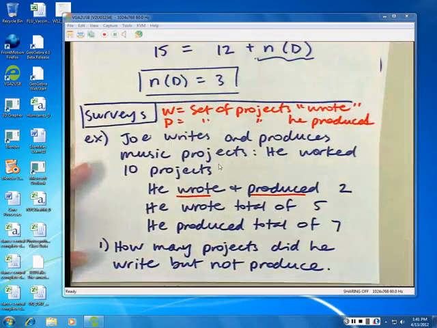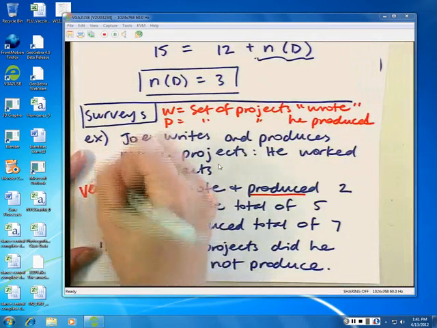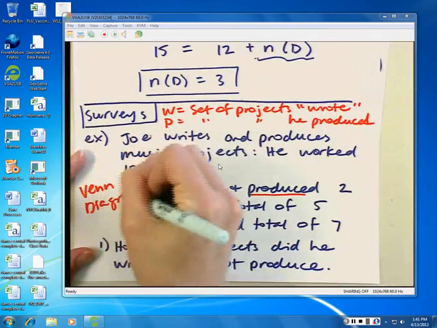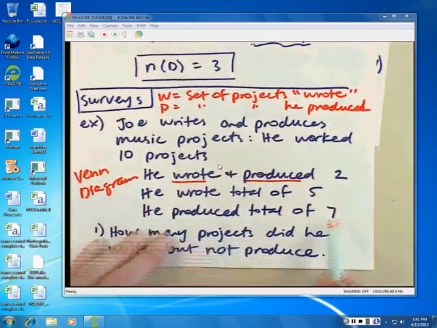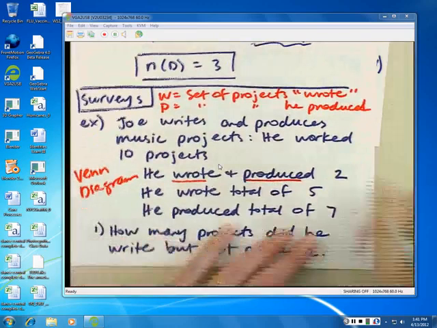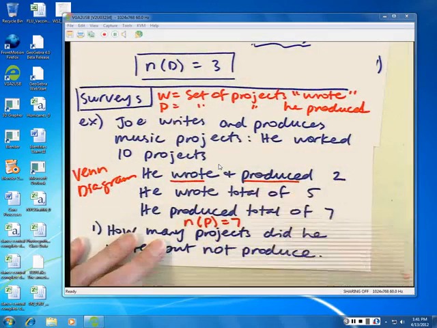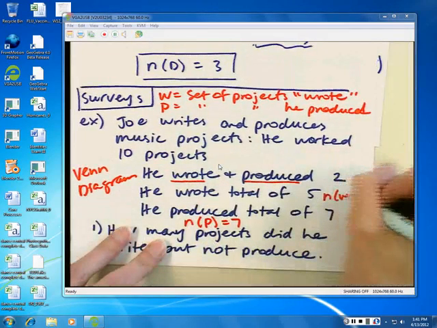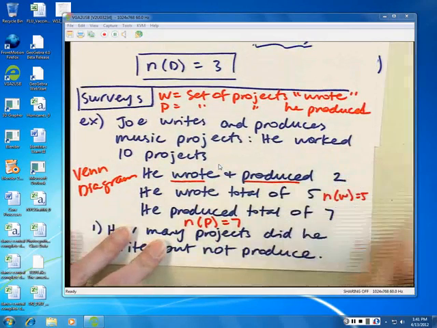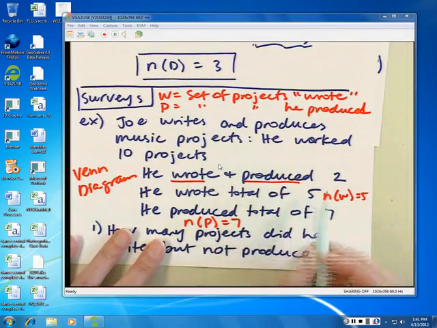I can use cardinal numbers and a Venn diagram, that's really the key here, to solve this. Okay, let's actually start down here. He produced a total of 7. So that means that the number in set P is equal to 7. He wrote 5, so the number in set W is 5. He wrote and produced 2.